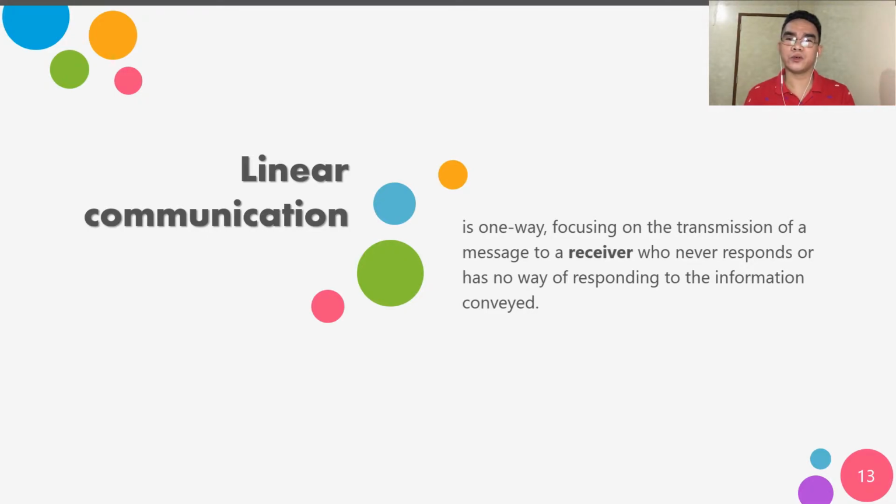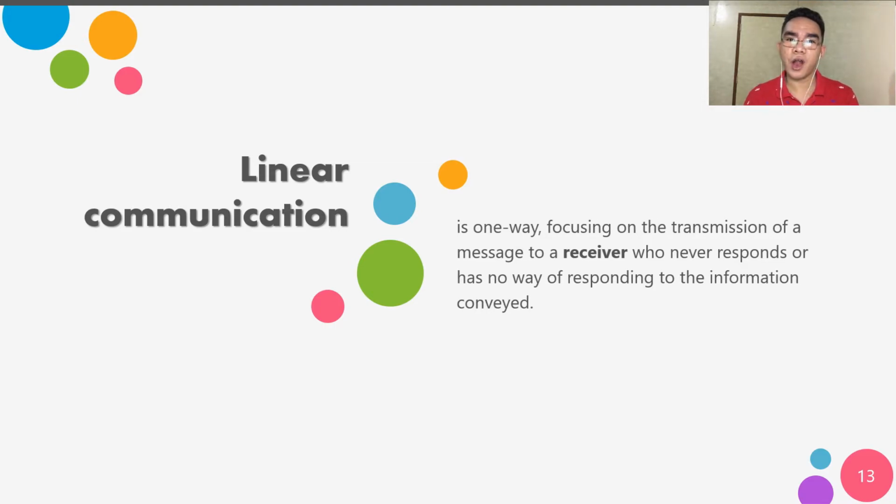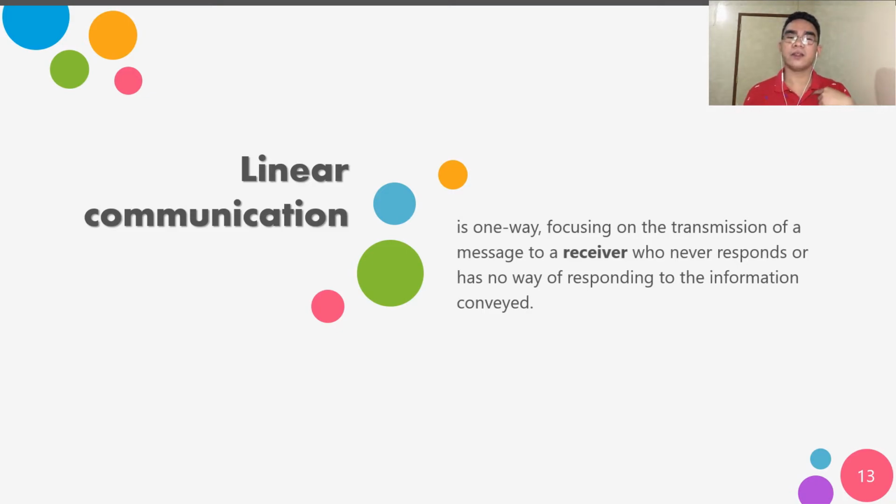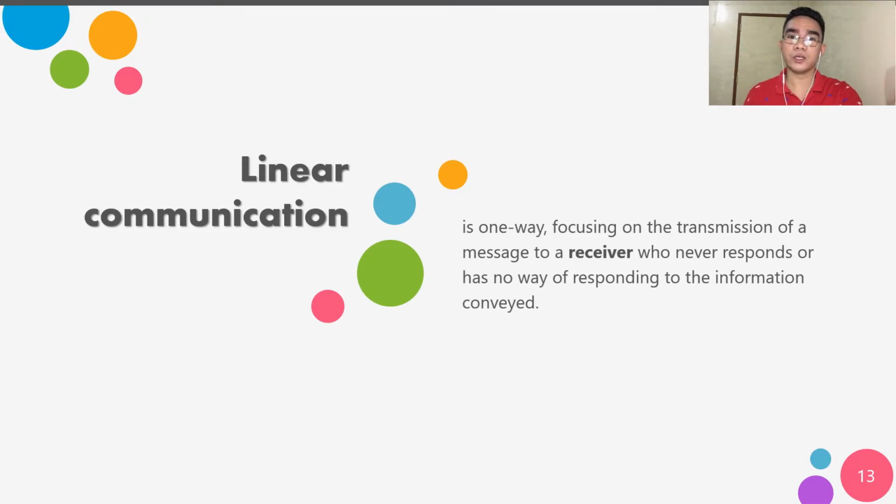How am I supposed to explain this one? Okay, linear communication is a one-way process, meaning from the sender going to the receiver. A linear communication model, as we consider, is one-way communication. There will be no response coming from the receiver because it is only one way. For example, if I send a message to my friend through letters or emails, and the message doesn't require any response, that is considered linear communication.